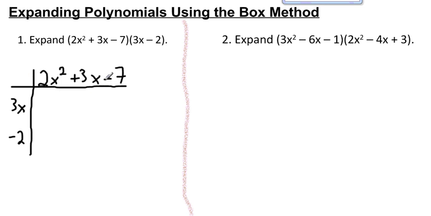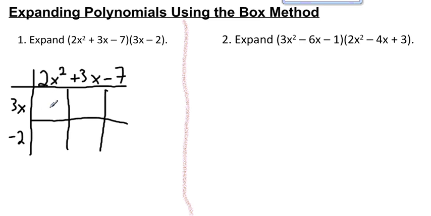So we have 3 terms across the top, so we're going to need to make 3 boxes. And then across the side we have 2, so we're going to divide it into 2 boxes. Then we're going to fill in our boxes.